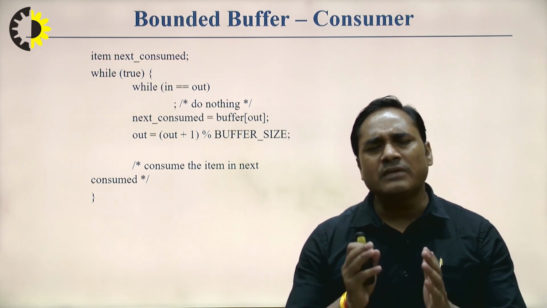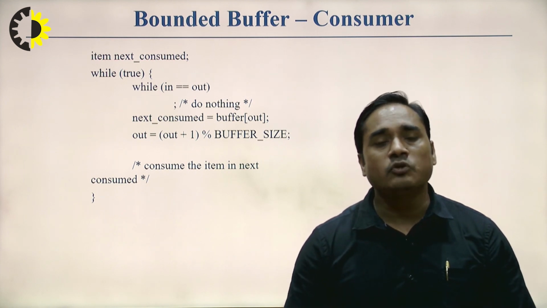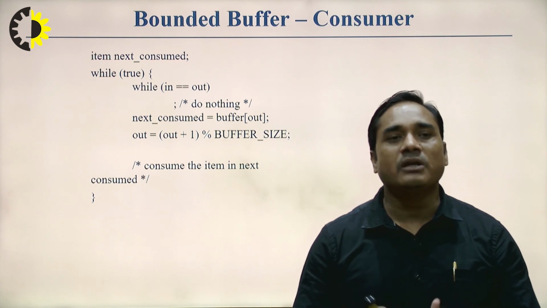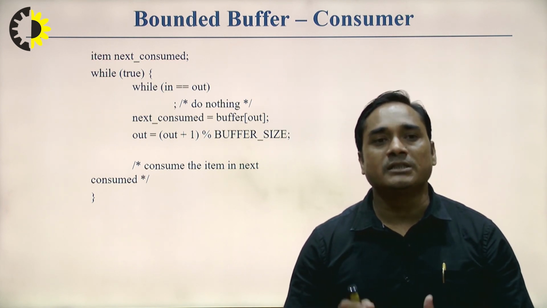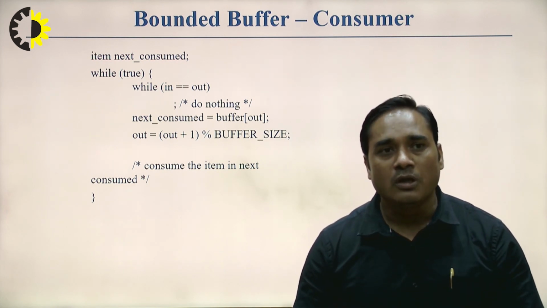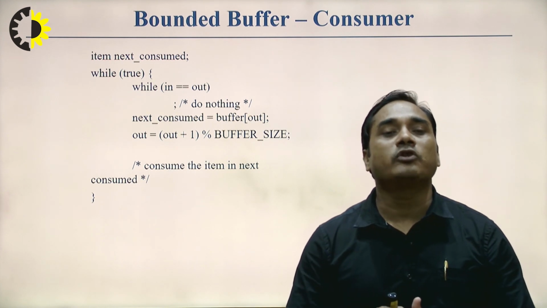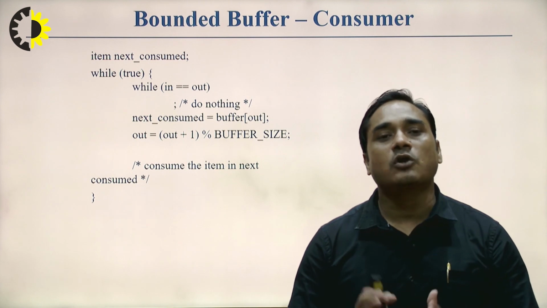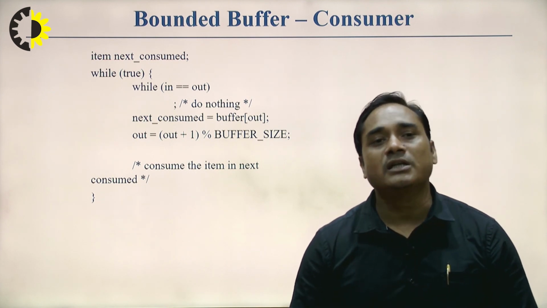So this is a very important example of shared memory or shared buffer, where cooperating processes, let's say process P1 and process P2, communicate with each other and use the common area, the common buffer, for data sharing and consumption.